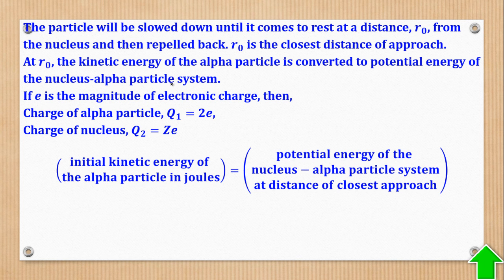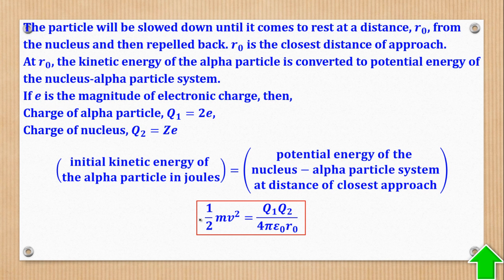So here we say that they are equal, so it is converted, meaning that at this point, the initial kinetic energy of the alpha particle in joules is equal to the potential energy of the nucleus-alpha particle system at the distance of closest approach. Therefore, if we substitute, kinetic energy is given by a half mv squared, that we already know.